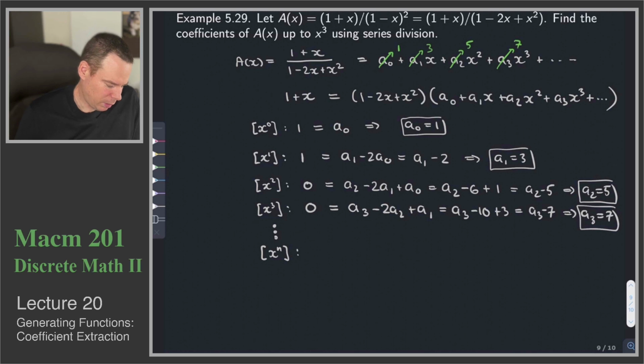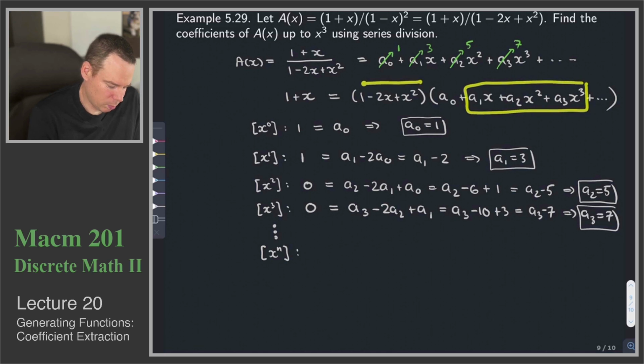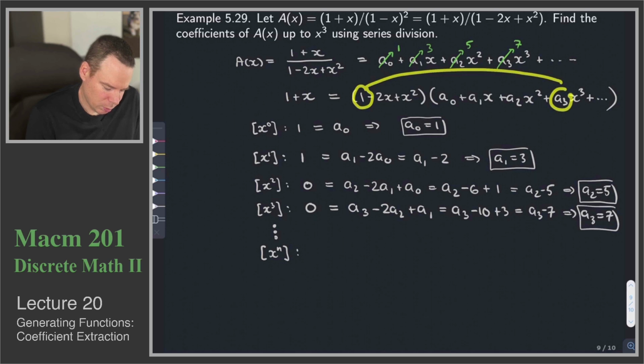Why is there a pattern that allows us to find the coefficient of the nth term? Well, look at these last two. What happened there? Well, all that's happening is, in order to get the coefficient of x cubed, let's see what we used. We used the x cubed coefficient, a3, which we're trying to solve, and the two prior, because we're multiplying by this polynomial of degree 2.